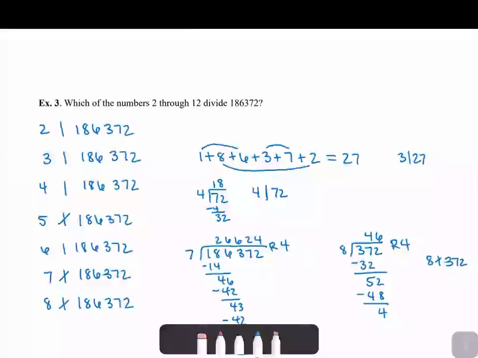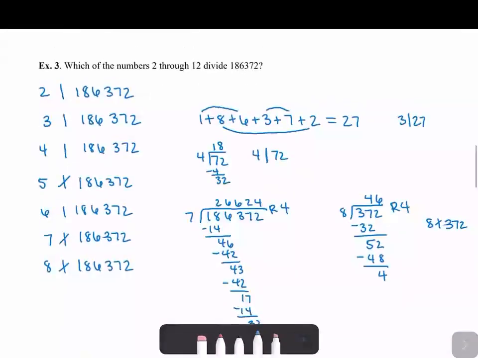Again, we've already added up these digits when we tested for 3. So if we want to see if 9 divides 186,372, well, we also know that 9 divides 27. Because 9 divides the sum of the digits, 27 is actually 9 times 3, so that means that 9 divides this whole number.